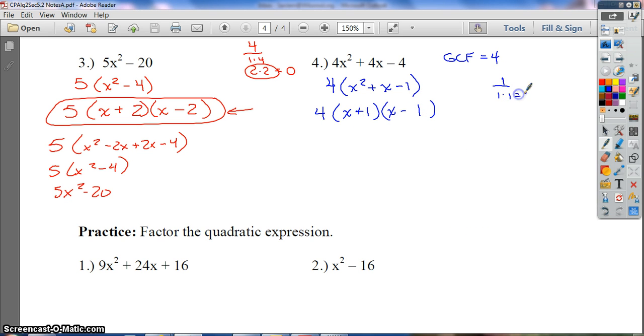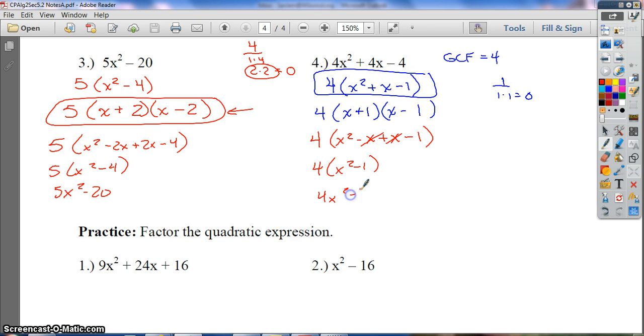Their difference would be 0, and this says 1. This is not going to work. This is actually the final answer. Watch if I check this. I get x squared minus x plus x minus 1. So that's 4 times x squared minus 1, which would be 4x squared minus 4. Clearly that is not the same thing as that. So these are no-go. This is your final solution, just a GCF.